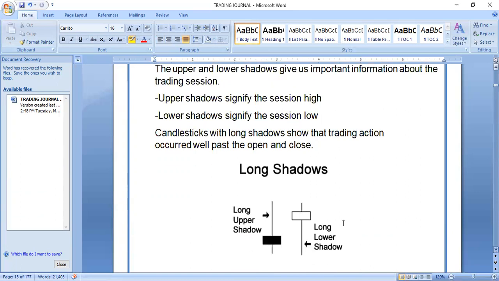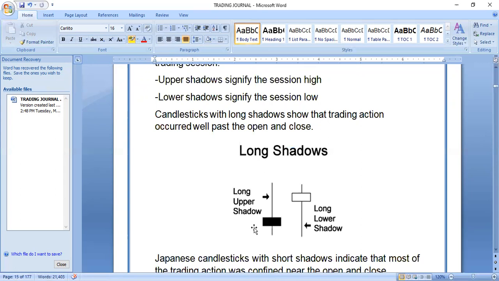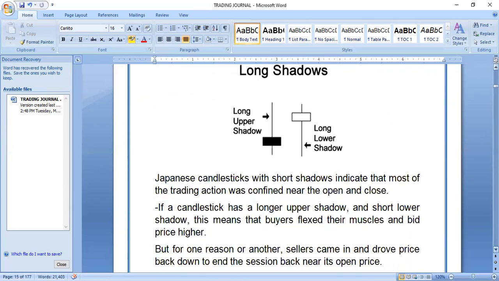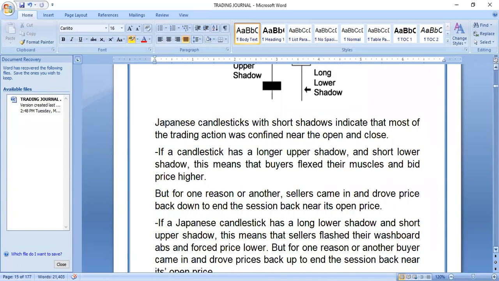Like this one. In later chapters, we look at Doji and pin bars. They are very important in trading whenever you see them on your charts. Japanese candlesticks with short shadows indicate that most of the trading action was confined near the open and close.